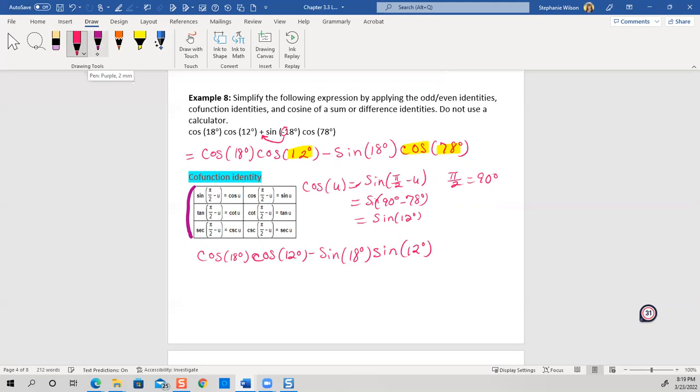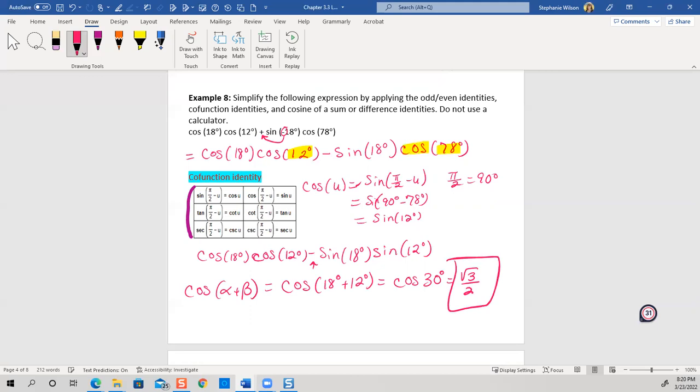And now that we have that, we can use the formulas based upon what we got here to complete this. Since we have a negative here, we're going to use the cosine of alpha plus beta. So when I do that, I'm going to rewrite that. So it's cosine of 18 degrees plus 12 degrees, which is cosine of 30 degrees. And when you go to the unit circle, the exact position is square root of 3 halves, your exact answer.